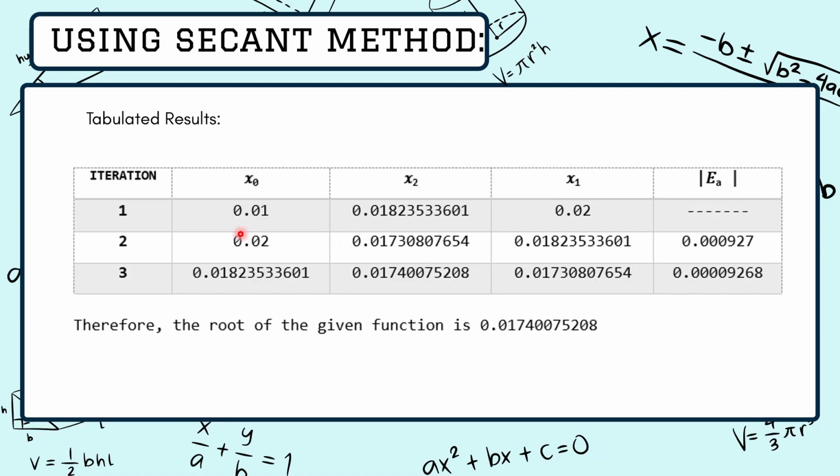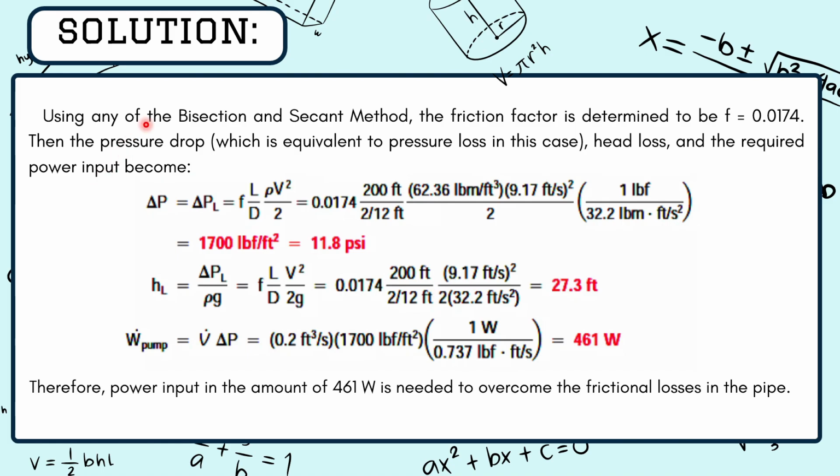Then this is the tabulated result of the second method, where we get the root of the given function as 0.014007528, which is almost equal to the bisection method value. Using either the bisection or the second method, the friction factor is determined to be f equal to 0.0174. We just take the first 4 decimal places. Then the pressure drop, which is equivalent to the pressure loss in this case, the head loss, and the required power input.